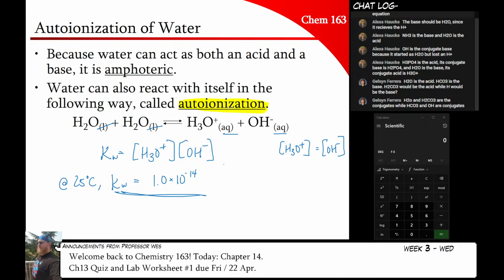Now, if that's the case, then the square root of Kw must be equal to each of these, because if I say that H3O plus equals X and hydroxide equals X, then this number would equal X squared, and I could solve for X to be equal to this number, 1.0 times 10 to the minus 7 moles per liter.